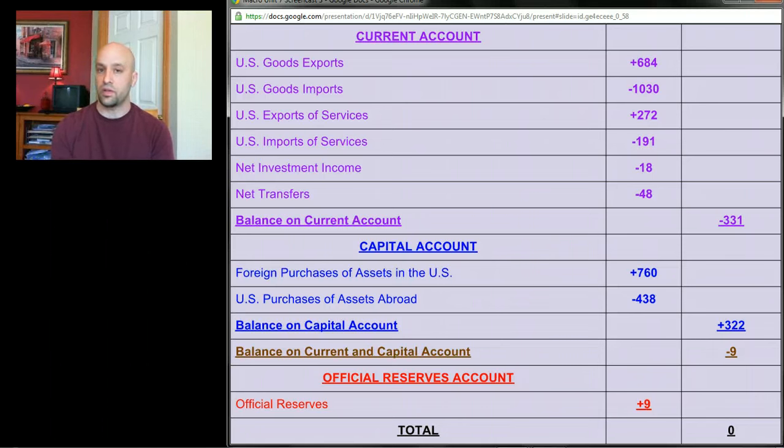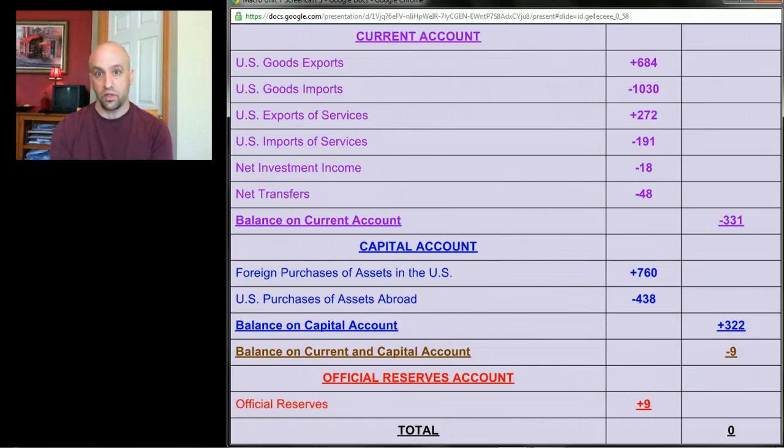And you can see the balance on the capital account is a positive $322 billion. Foreigners were buying more of our assets than we were buying of their assets. Now, if you add up the balance on the current and the capital account, the brown number in the balance of payments statement, you'll see that as a net of that, $9 billion more was flowing out of the country than was flowing into the country. That's where the official reserves account comes in.